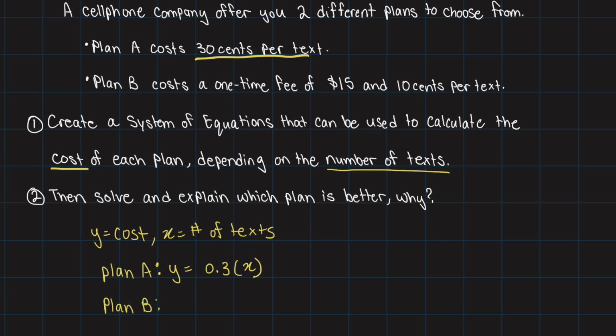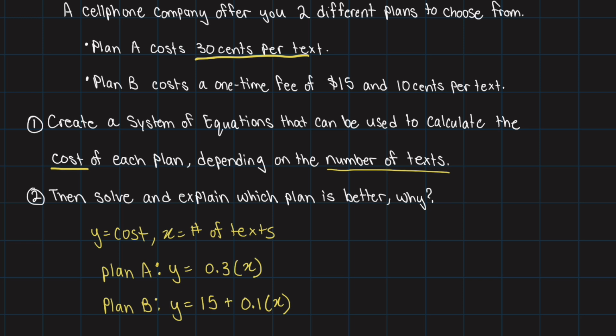So in plan B, you have a one-time fee of $15 and then 10 cents per additional text. Again, this whole equation is to find out the total cost, so y equals. And we're working with dollars. So the $15 is fine. We have a one-time cost of $15. So we have 15 plus 10 additional cents per text. So 10 cents in dollars is 0.1 or 0.10, same thing, times the number of texts, so x. Okay, so those are our two equations to calculate the cost of each plan depending on the number of texts.